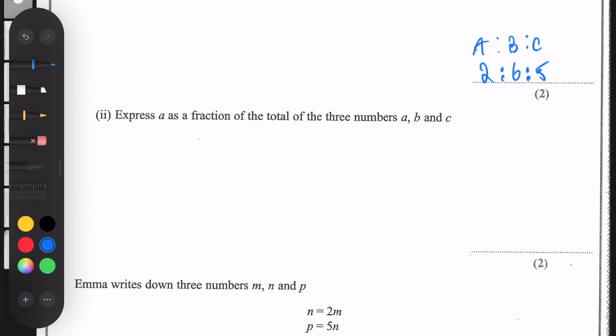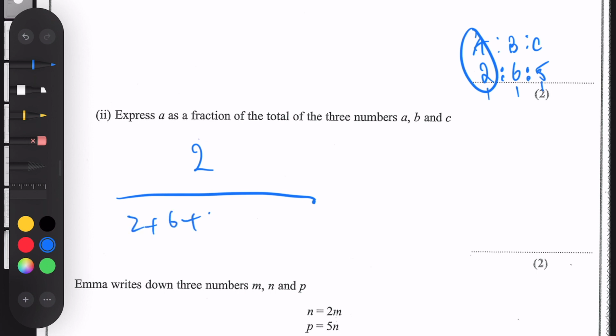Express A as a fraction of the total of the three numbers A, B and C. So I know A is going to be 2, so 2 has to go on the top of my fraction bar, and then I'm going to add all of the parts, 2 plus 6 plus 5. So 2 on top, 5 plus 6 is 11, 11 plus 2 is 13. So 2/13 of the amount.